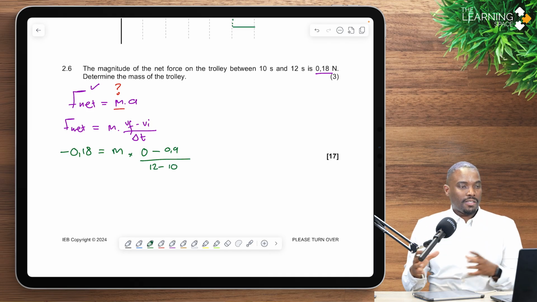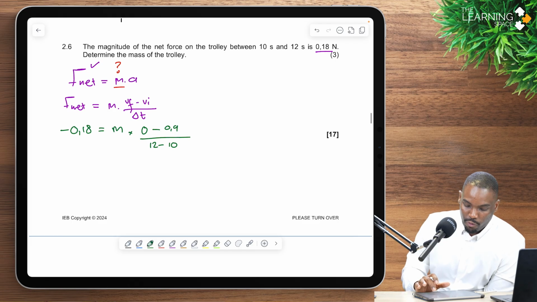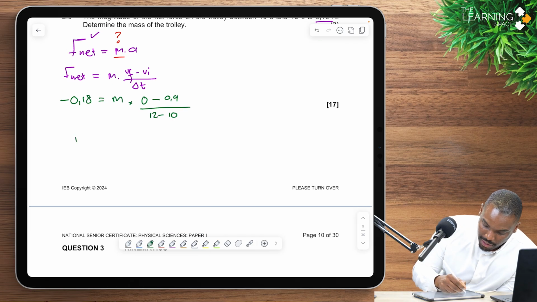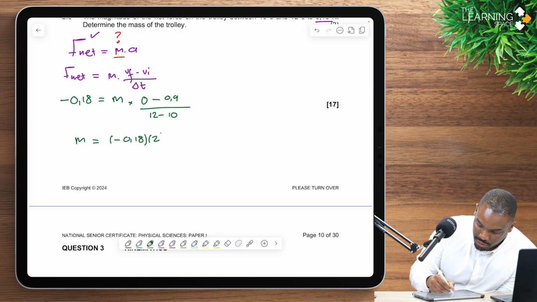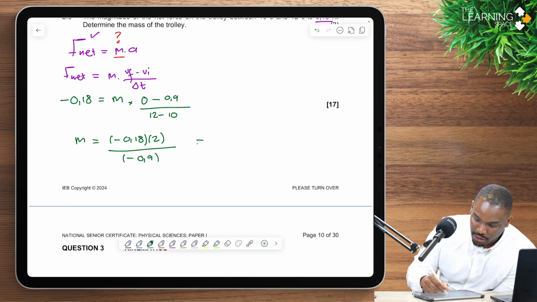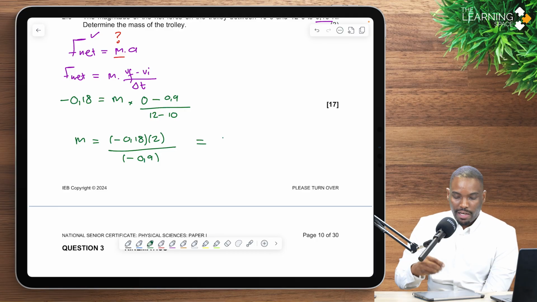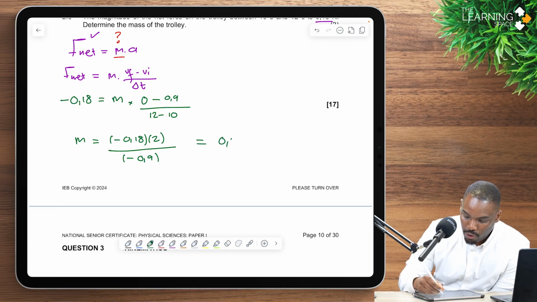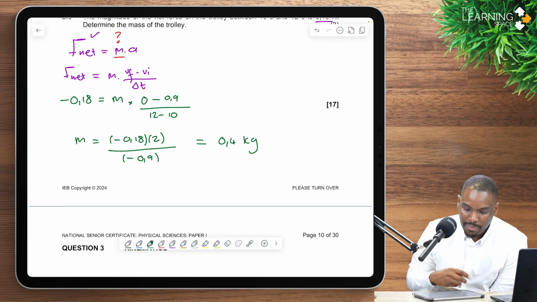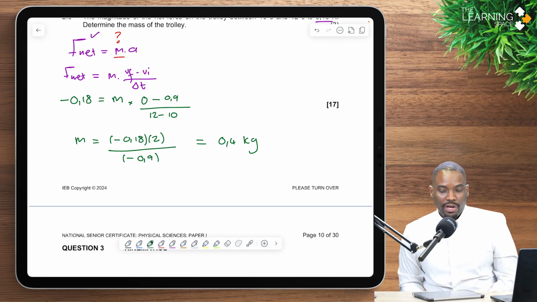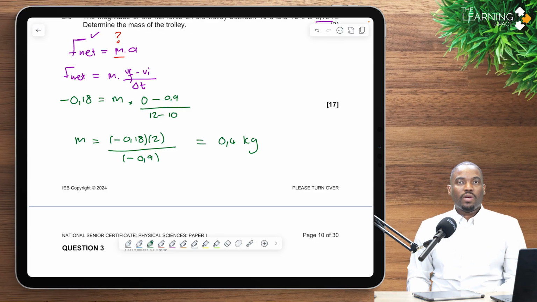And then I can take this and make m the subject of the formula and solve for m. So in this case, m is going to be equal to a negative 0,18 times 2 divided by negative 0,9. Take that, substitute it into your calculator, and what you should find is an answer of 0,4 kilograms. Mass is a scalar, doesn't have a direction, but that's super easy, nothing too hectic.